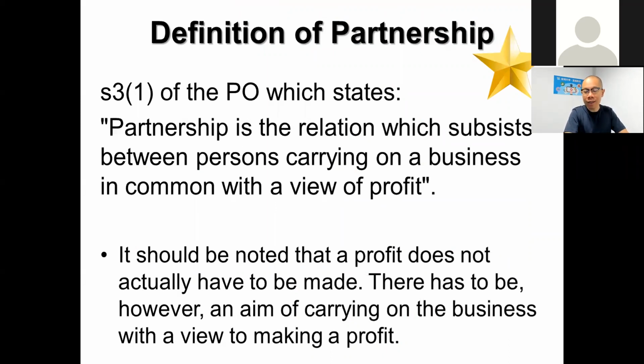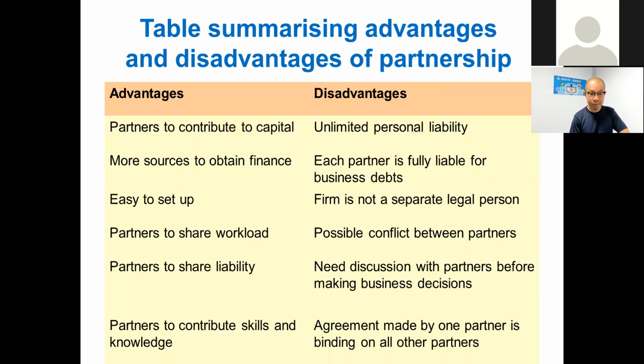So let's look at the law. I know that this might seem scary, but it's not. If you look at section 3.1 of the partnership law, it talks about a partnership very simply. A partnership is basically people carrying on a business together and making a profit. So basically some people come together and run a business, and they want to make a profit. Let's look at the pros and cons once again of having a partnership.